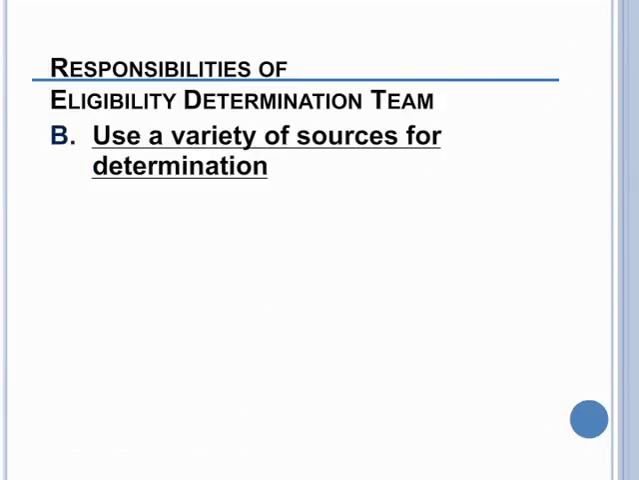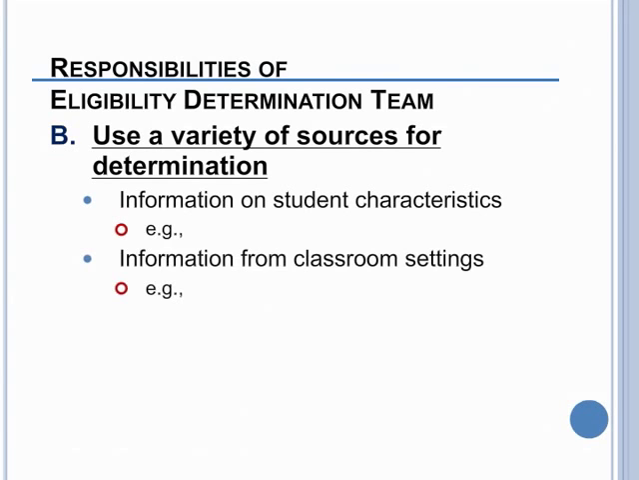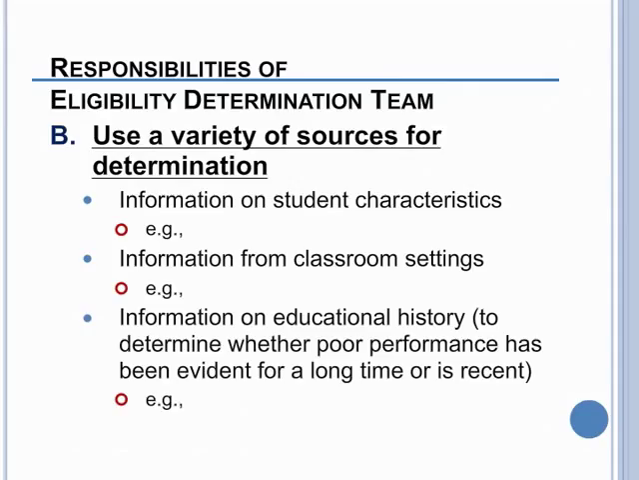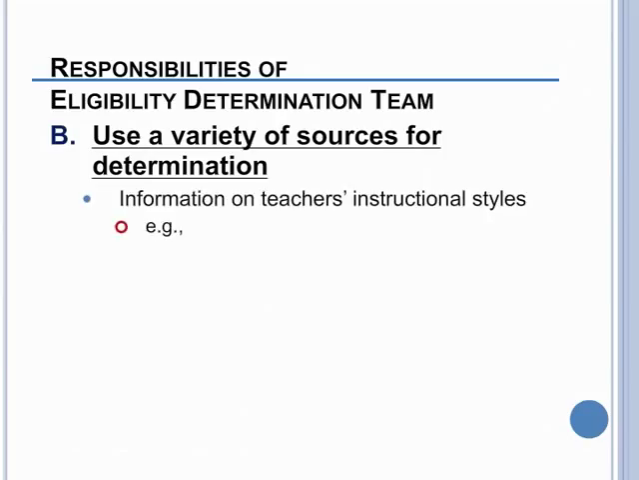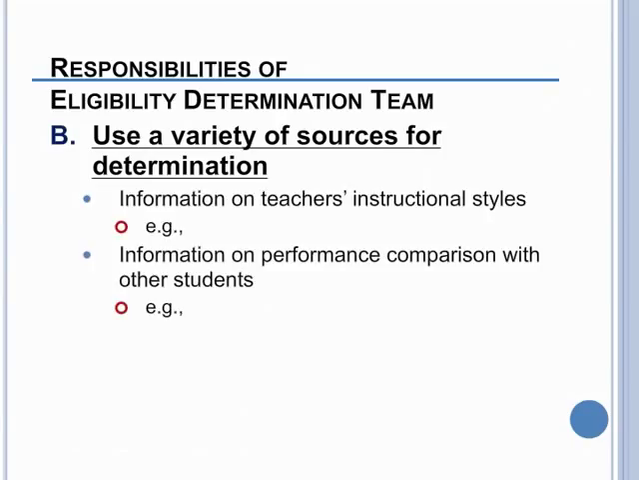It's very important that a variety of sources are used for determining eligibility. Information on student characteristics, be able to list examples of those. Information from classroom settings, be able to list examples of those, as well as information on educational history. Information on teachers' instructional styles, as well as performance compared with other students. How would you collect those pieces of data?